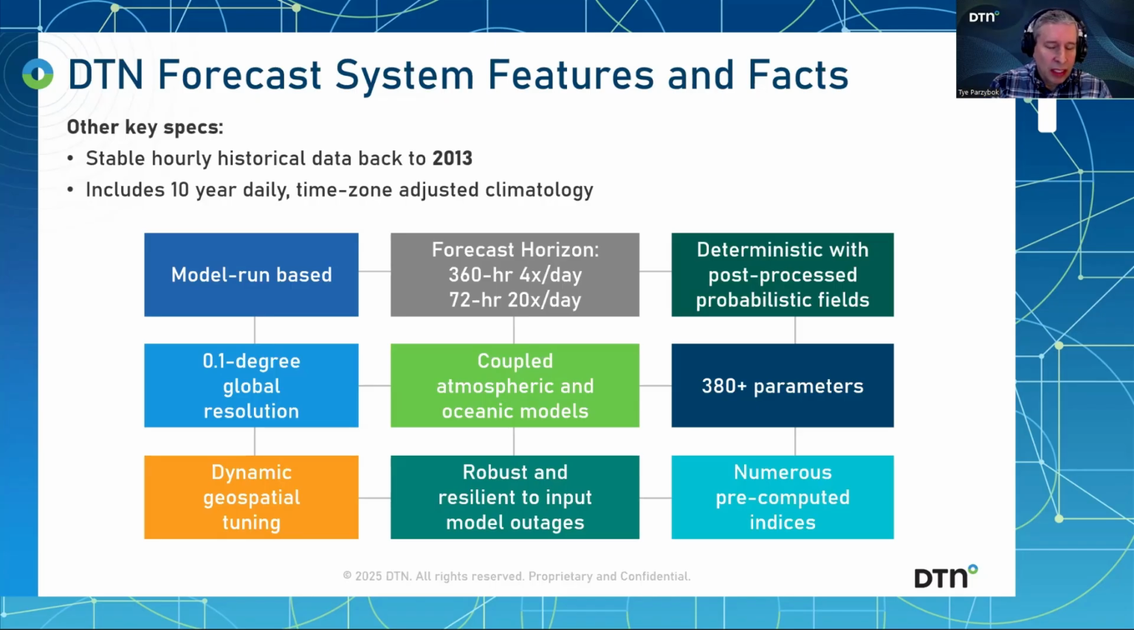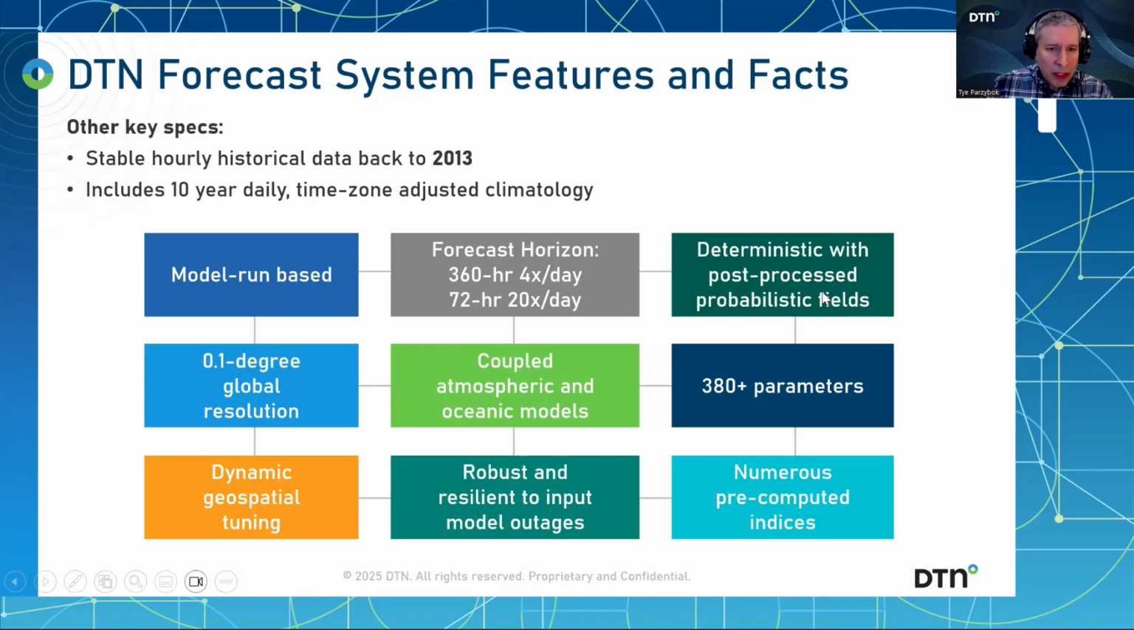The middle box there, as I mentioned earlier, it's a coupled atmospheric and oceanic system. Again, the winds, for instance, out of our atmospheric model are driving a lot of the marine parameters. It's robust and resilient to input model outages and changes. I mentioned that also earlier. We have 18 different models coming into it. If one of them is not available, the system still operates very robustly.